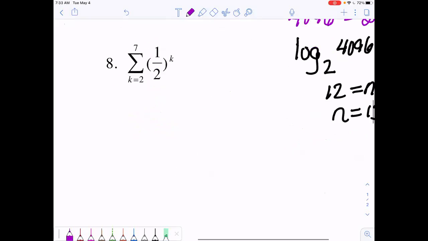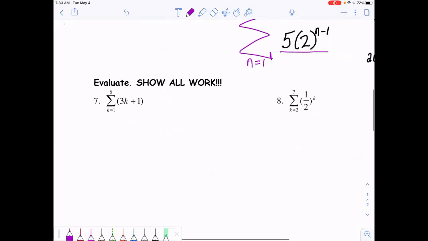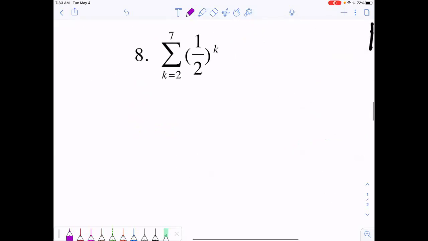So looking at 8, the directions wanted you to evaluate, which means I need to find the sum of the numbers in this series. That's what sigma represents. The sum of the series. We have 1/2 to the power of k, but then this one's a little different.